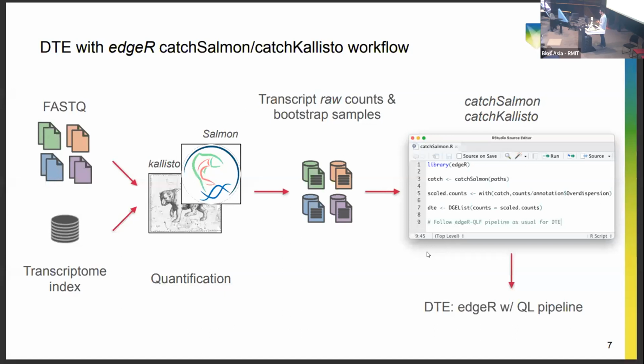So the workflow to perform a differential transcript expression analysis with edgeR is quite straightforward. We can start off with the FASTQ files of the libraries that you want to analyze and your transcriptome index. You can pass those to Salmon and Kallisto, ask them to quantify, and ask Salmon or Kallisto to give us back transcript raw counts as well as bootstrap samples. You can import those to edgeR, and the only thing you need to do now is to divide your counts by the estimated mapping ambiguity over-dispersion. And then you can proceed with your differential analysis.